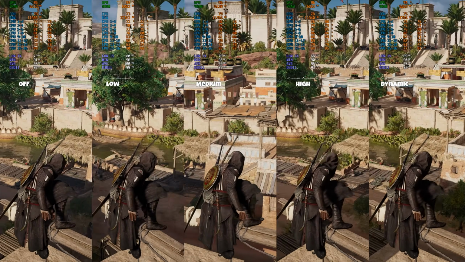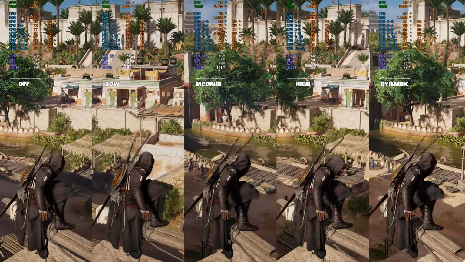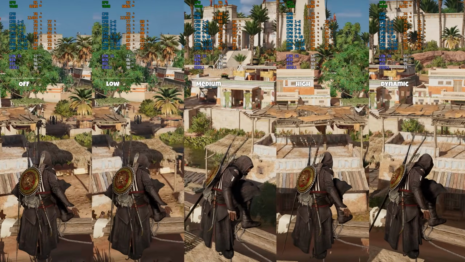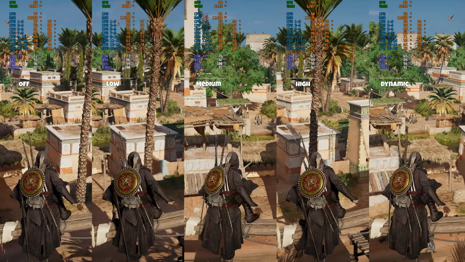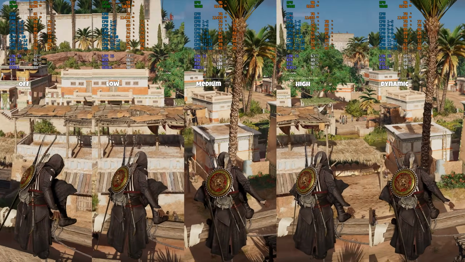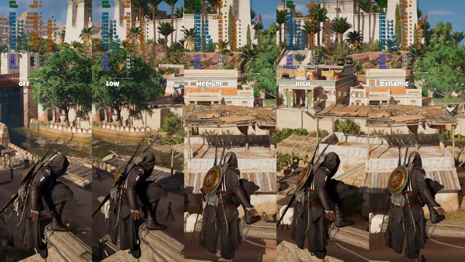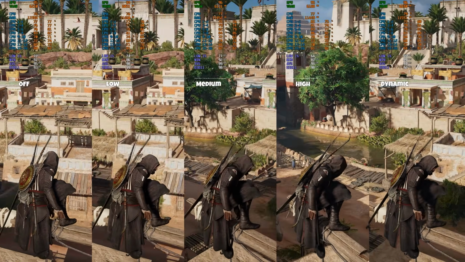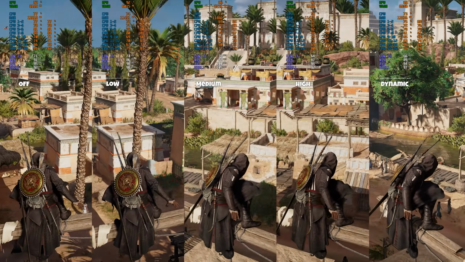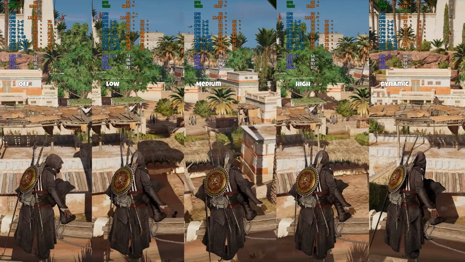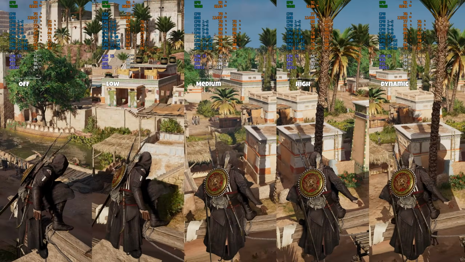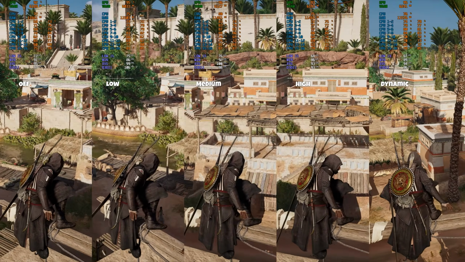And again, high has the best visual quality, where on medium you can see some jagged edges, and low and off look kind of bad. So I would probably stick to high, or if I really need performance, I'll go medium. And do note that using dynamic also increases the VRAM usage. So keep that in mind if you have trouble with VRAM.